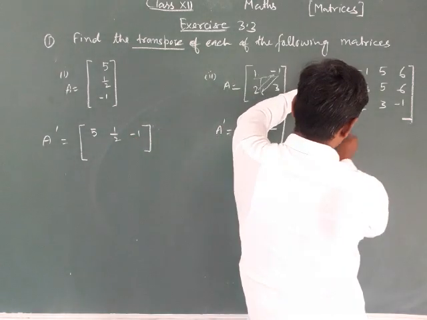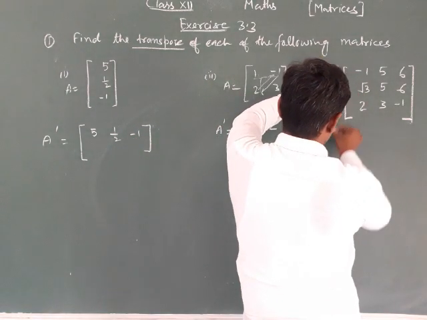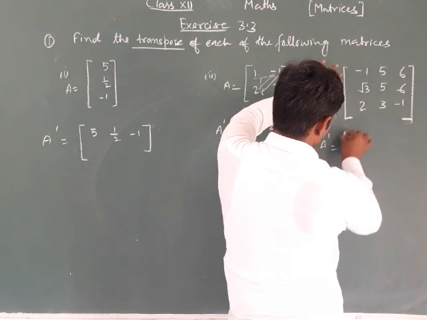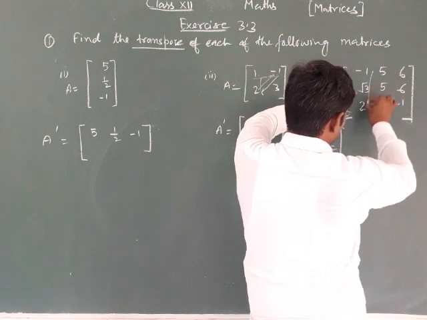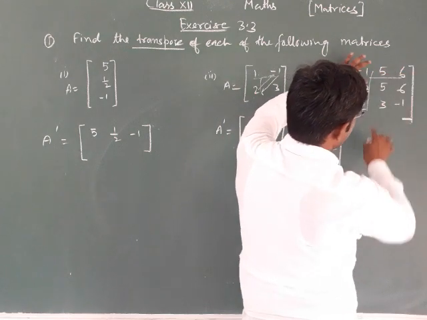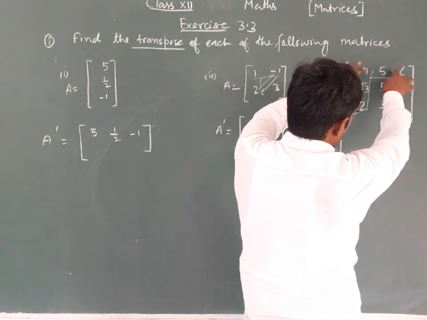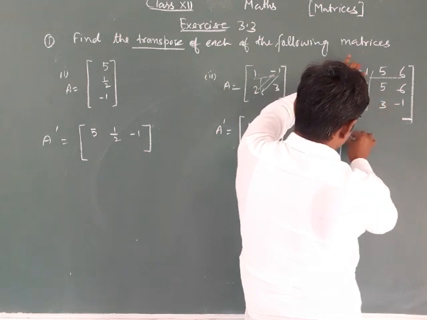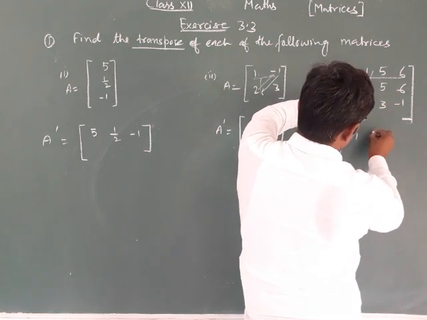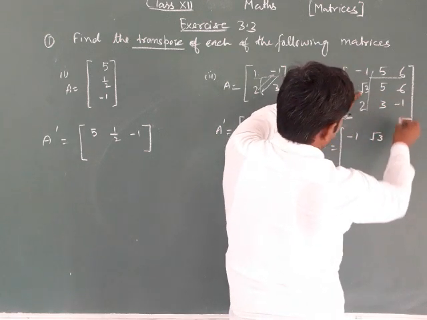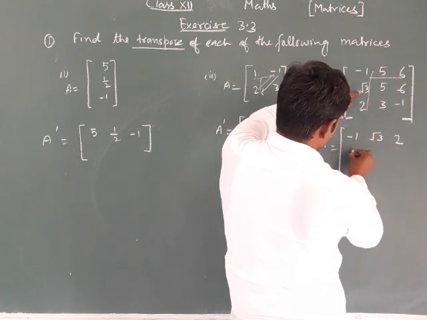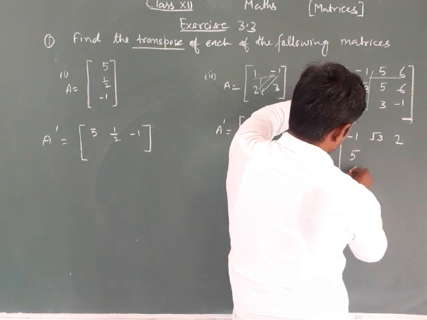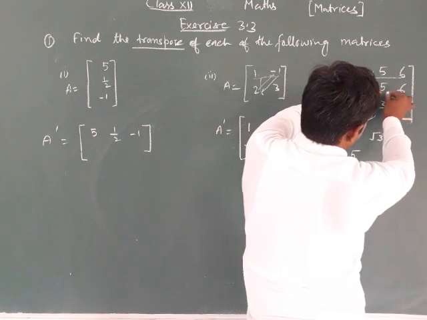Now also this is A. So A dash is equal to, now change row to column. This is a column and this is a row. Change to row and row to column. So minus 1. So now 3 and 2. I replace here. So 5 and also 6.